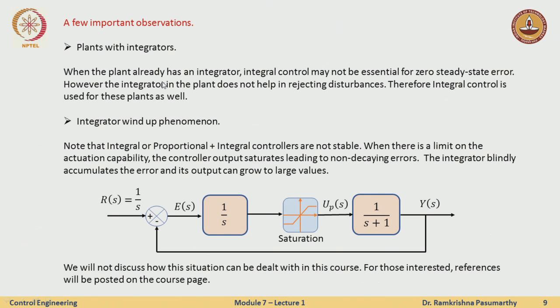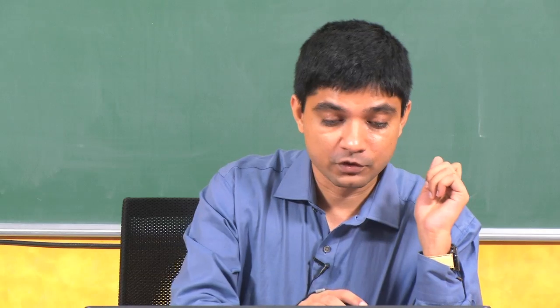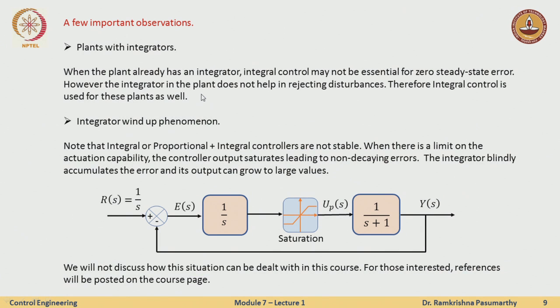When the plant already has an integrator, the integral control may not be necessary for steady state error. We had also seen in the problems earlier that I had a second order system tracking a step signal perfectly, asymptotically, right. And we also saw that the integrator in the plant does not help in disturbance rejection, and therefore, for this kind of scenario I would need to have integral control via the compensator or the controller. Now, the second thing is called the integral wind up phenomena.